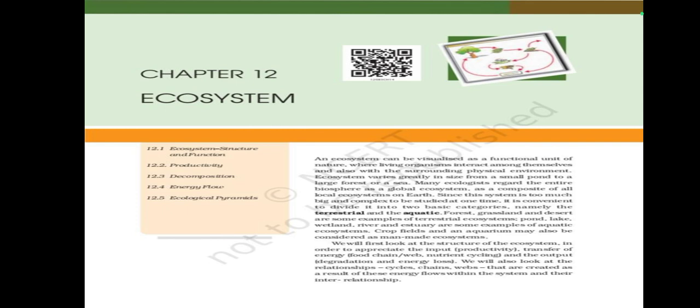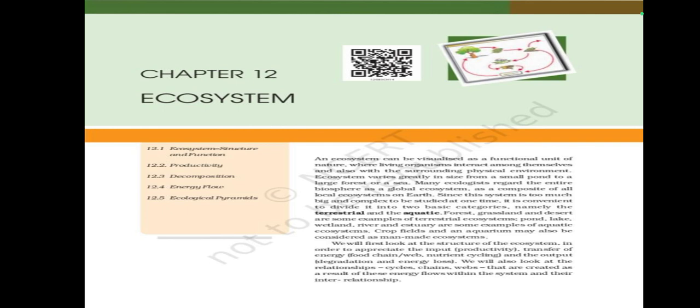Since this system is too big and complex to be studied at one time, it is convenient to divide it into two basic categories, namely the terrestrial and aquatic. Forest, grassland, and desert are some examples of terrestrial ecosystems. Pond, lake, wetland, river, and estuary are some examples of aquatic ecosystems. Crop fields and an aquarium may also be considered as man-made ecosystems.